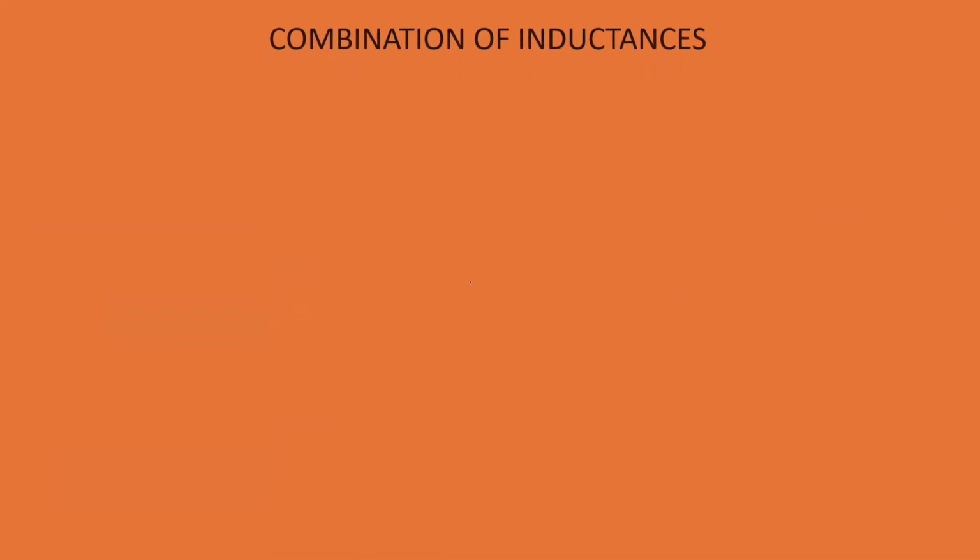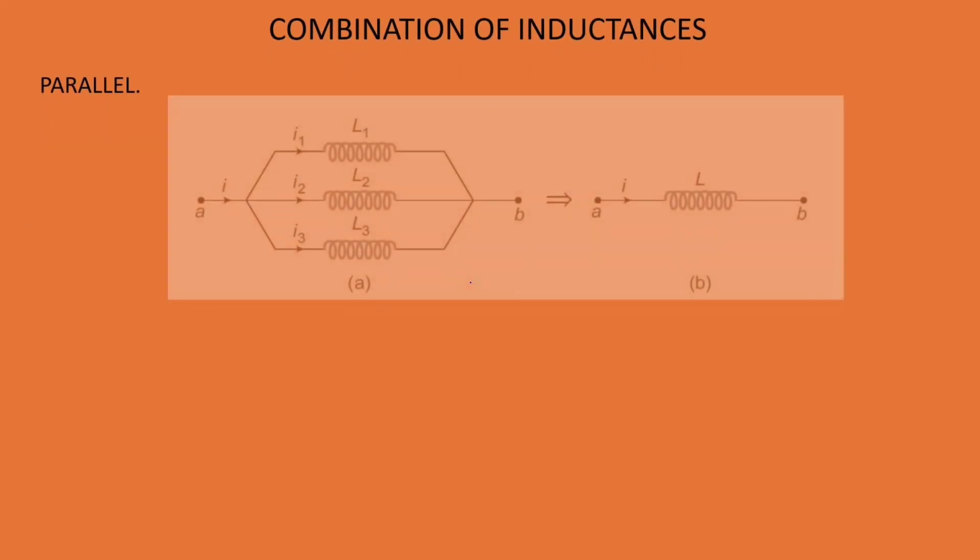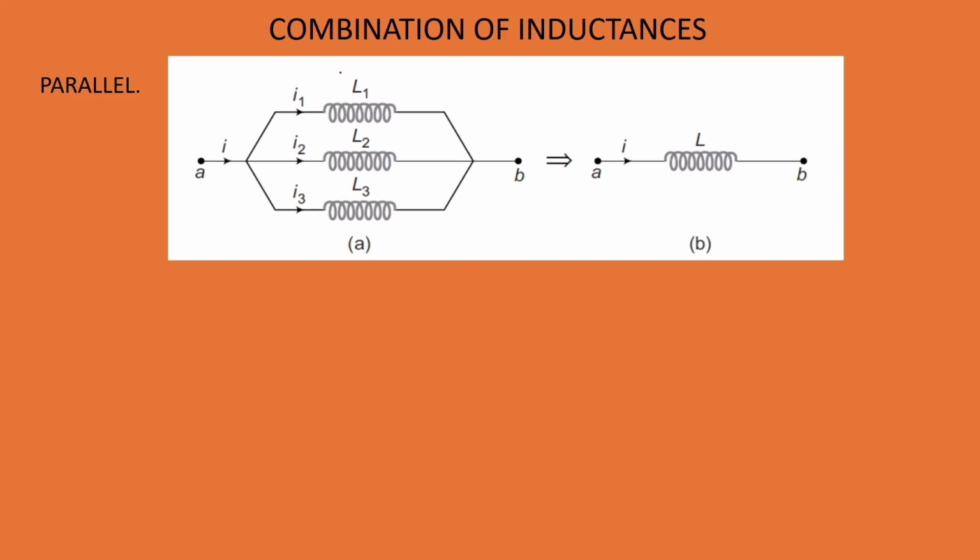Now we will find the parallel combination. That is our working diagram. In the series case we have seen the voltages were added. Now in this parallel combination, the current is divided in each part of the circuit. Let's say the current in the first inductor is I1, in the second inductor I2, and in the third inductor I3, right? So we write the total current I equals I1 plus I2 plus I3. This current flows through the 3 branches and meets again there, making I.